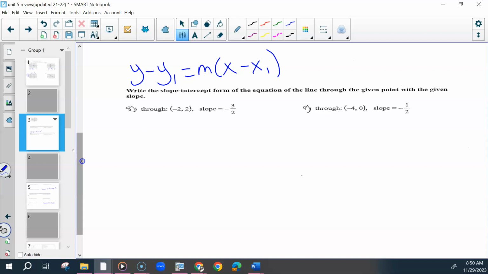So write this down. Your y minus y1 equals m times x minus x1. And then you have your x1 and y1 and your m. And you're going to put all of those in your point slope. So y minus 2 equals -3/2 times x. You can put minus minus, or you can just make that a plus. If you put minus minus, you have to change it to a plus before you do anything else. And then distribute and solve.